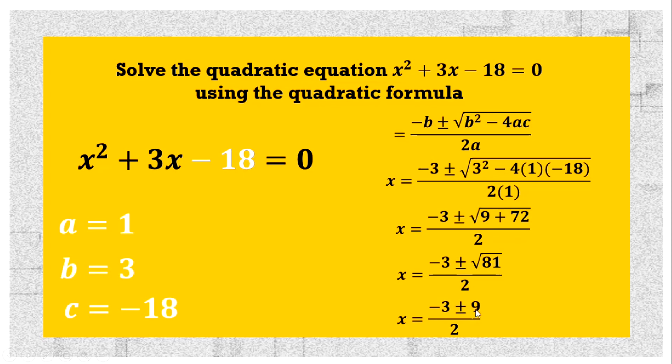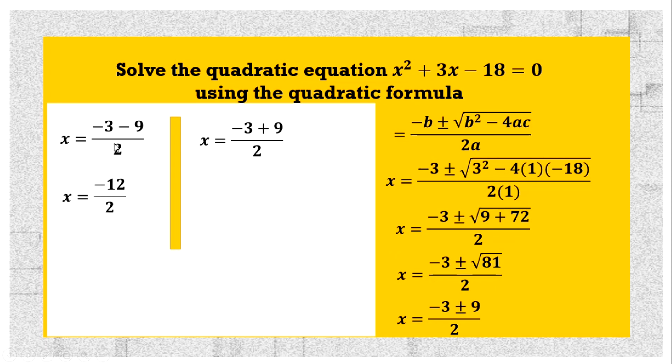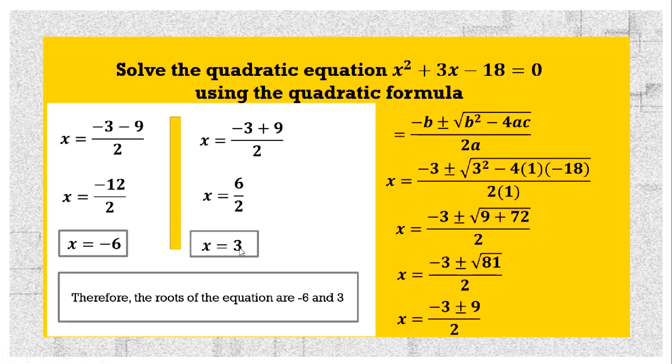Then, solve lang natin si x if 9 is positive and if 9 is negative. So, if 9 is negative, we have negative 3 minus 9 all over 2. And if 9 is positive, we have negative 3 plus 9 all over 2. Simplifying, negative 3 minus 9 is negative 12 over 2, or simply negative 6. This time naman, negative 3 plus 9 is positive 6 all over 2. Simply, we have 3. So, therefore, the roots of the equation are negative 6 and positive 3.